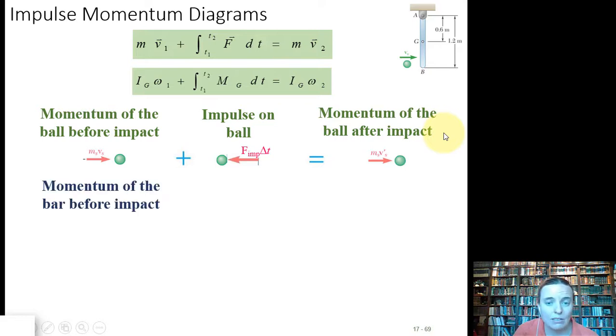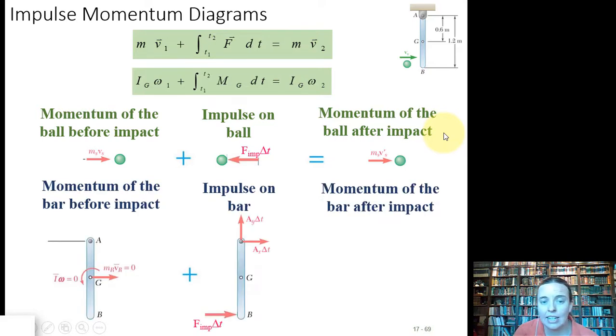Once you have the ball, now we can look at this bar. So for the bar, initially it's just hanging there. It's not doing anything. So we can say mv is 0, I omega is 0. The ball, it's kind of a particle. So for the ball, we didn't worry about our moment or our angular momentum. But for this bar, before and after, it's going to be rotating. So we're going to have to keep track of this second equation as well as the first equation for the bar. So initially, everything is 0. We don't have to worry about it.